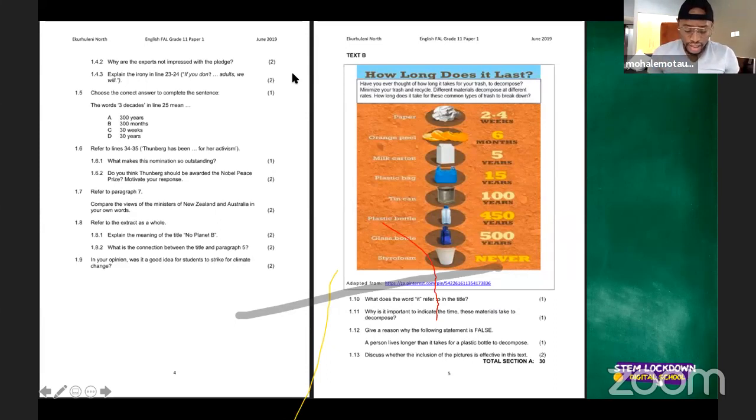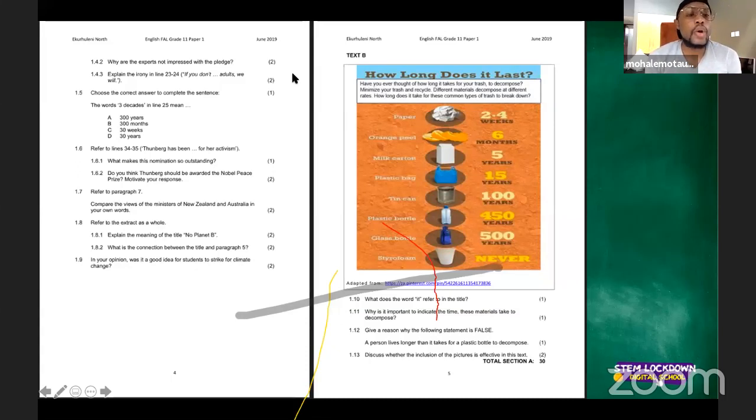Or if you're going to say yes, you can say things like, she has inspired a worldwide protest action against climate change. Or if you're going to say no, you can say she has not invented anything, she's not discovered anything, so she does not deserve to win the Nobel Prize. So whatever you're going to say, yes or no, make sure that you come up with a substantial reason that will motivate your response. Then we go to question 1.7.